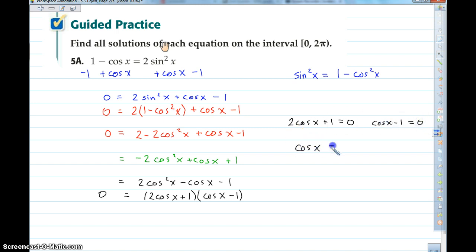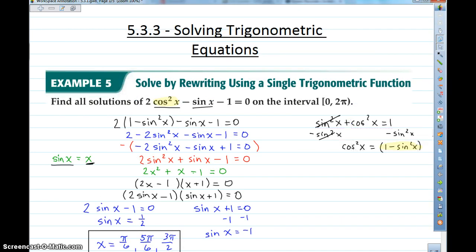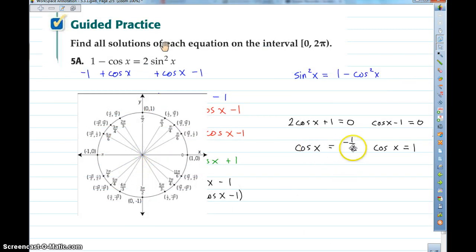So when we solve for cosine of x, we get cosine of x is equal to negative 1/2, or cosine of x equals 1. Let's see, I'm going to need to go back and get my unit circle. There it is right here. All right, so we're looking where cosine of x is equal to negative 1/2. So that's my x coordinate. Only looking for the negative 1/2, again, all the way through the unit circle. Negative 1/2 occurs right here at 2 pi over 3. Negative 1/2 also occurs down here at 4 pi over 3.